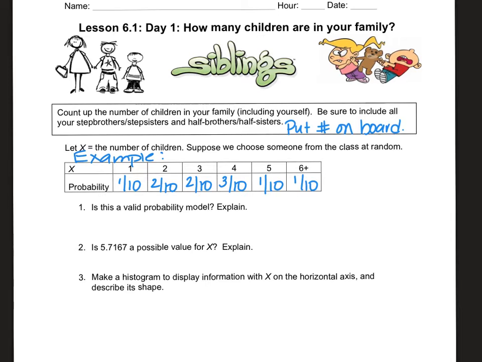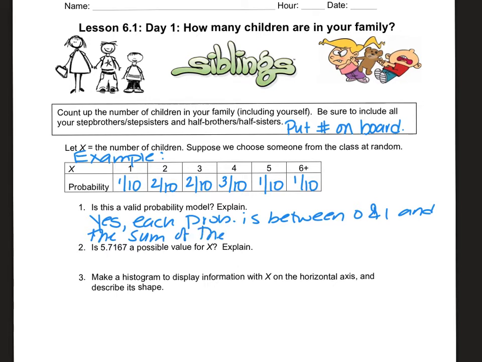So what makes something a valid probability model, remember, is that the probabilities are between 0 and 1, and that the sum of the probabilities is equal to 1. So this would be a valid probability model because each probability is between 0 and 1, and the sum of the probabilities is 1. Okay, the next question says, is 5.7167 a possible value for X, and explain.